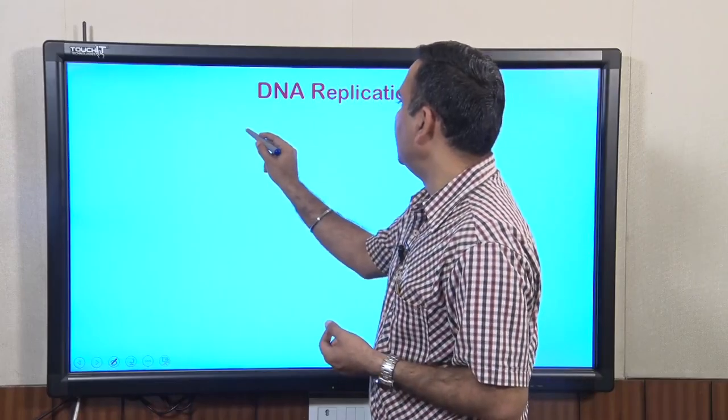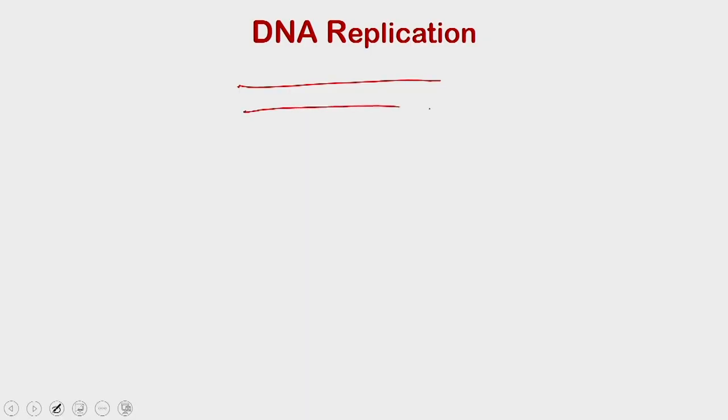So the first step is that you have a double stranded DNA. In this first step, the double stranded DNA is converted into single strands. So you're going to have the two strands. That is the initiation step.